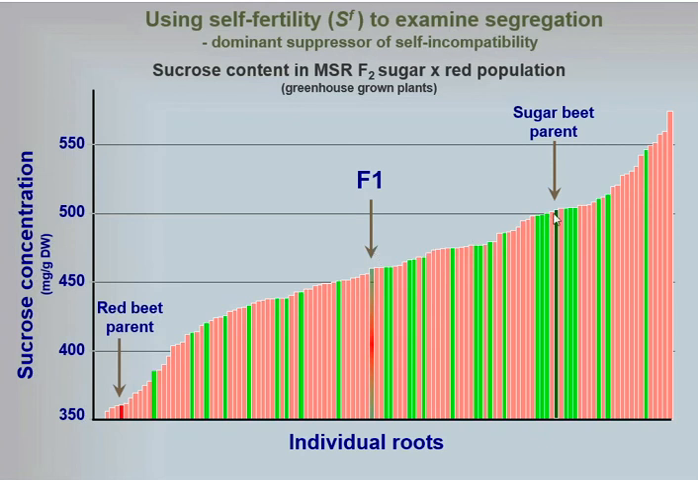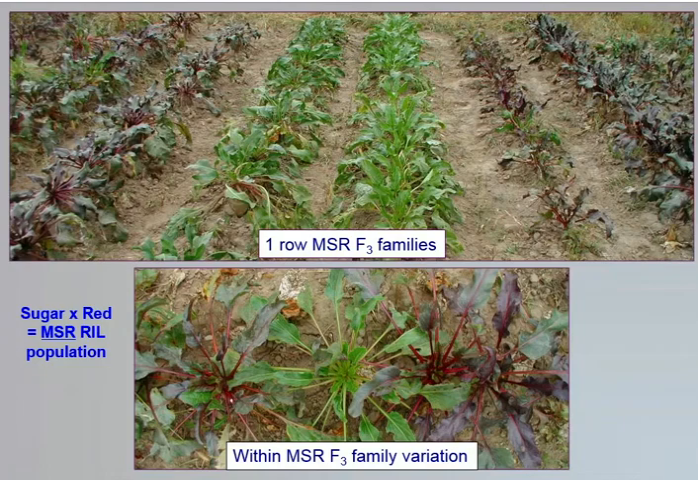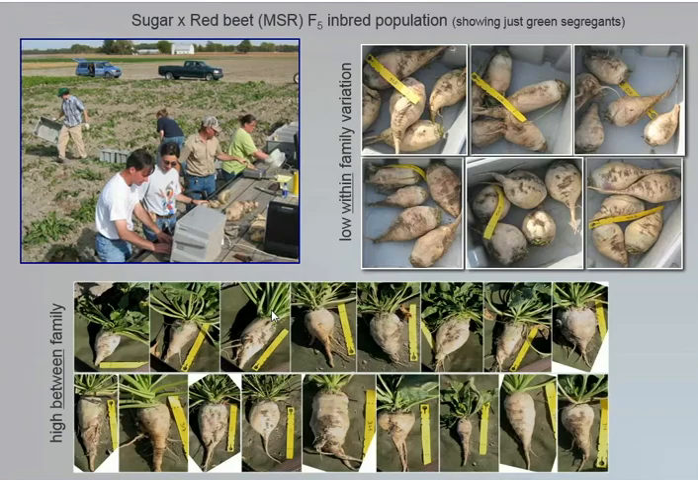But what I'd like to say is that we do get transgressive segregation for sugar content on a dry weight basis. So if you look at the progeny of those plants in the field, you can see differences between families, and then also within families, and this is going to be the F3 generation, and we call this the MSR population, just in case that comes up again.